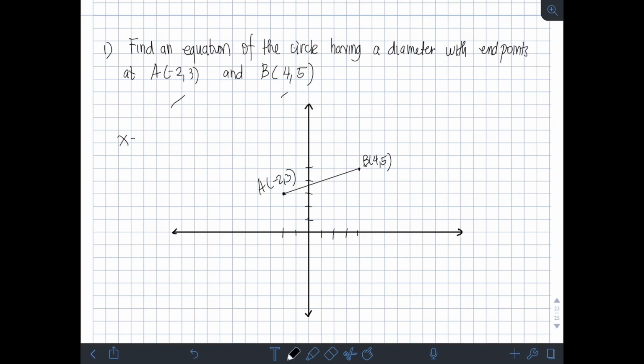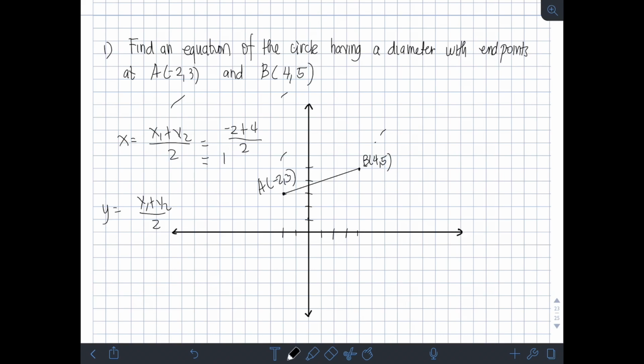So, the formula for the midpoint is, for the x, x sub 1 plus x sub 2 over 2, and for the y, y sub 1 plus y sub 2 over 2. So, these are our two points. Therefore, let's say our x sub 1 is negative 2, the x-coordinate of A, so we have negative 2 plus, and then our x sub 2 is the x-coordinate of B, we have 4, over 2. So we have negative 2 plus 4 over 2 is positive 1, right?